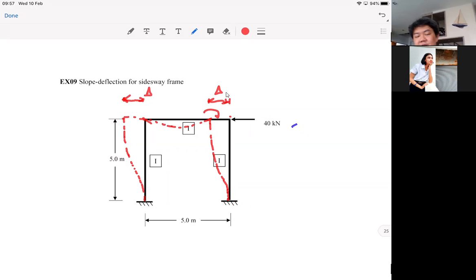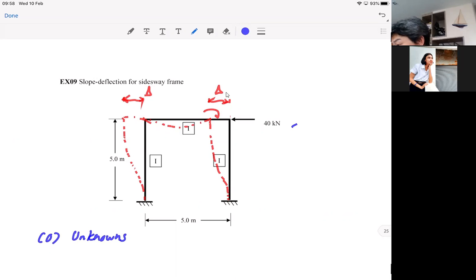So, first thing first, we need to identify the unknowns. Let me begin with step number 0. Step number 0, unknowns. So how many unknowns do we have here? We have done that before in our very first hours.